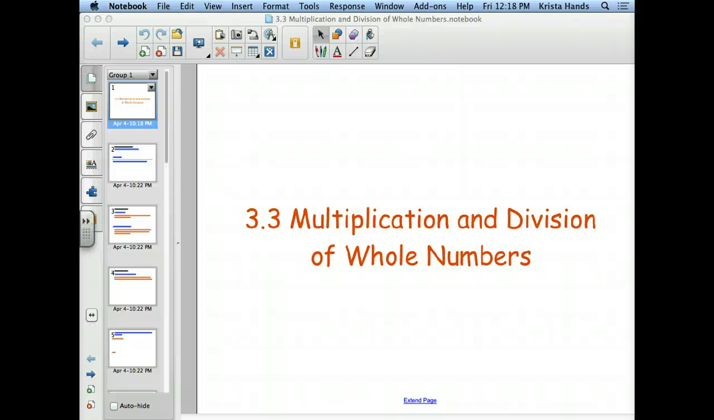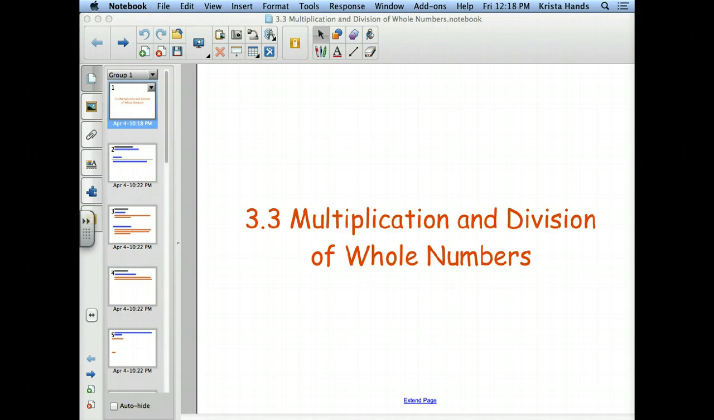Today we're starting section 3.3, which is multiplication and division of whole numbers. And it's going to feel a lot like 3.1. Okay? So we're not going to do a lot of actual multiplication and division. This isn't the algorithm section like in 3.2 that you just did. This is the conceptual part of understanding why things work.